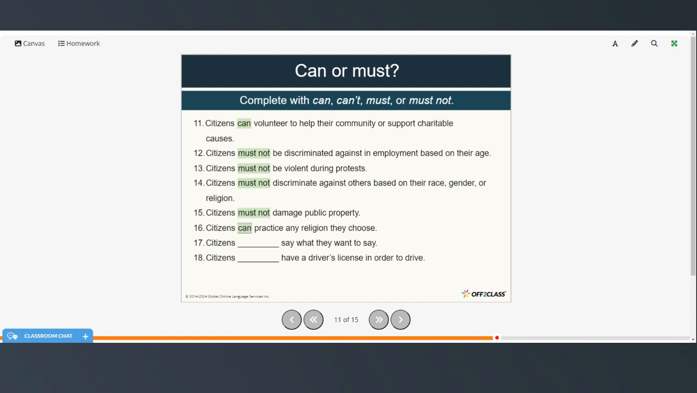Citizens can practice any religion they choose. Citizens can say what they want to say. And citizens must have a driver's license in order to drive.